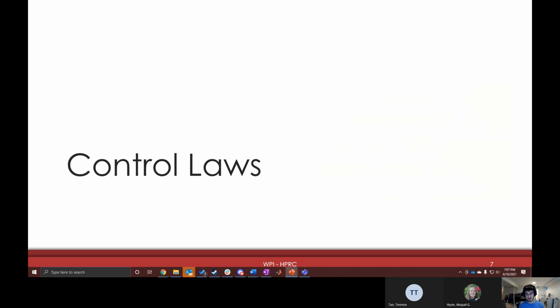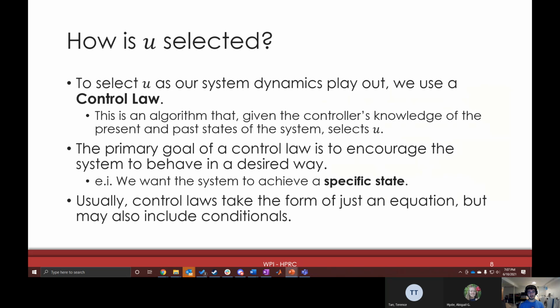So with that out of the way, we can go into some actual control laws now. First, as I mentioned before, the core problem of control theory is deciding what U is. And to select U as our system dynamics play out, we use a control law. That's essentially just the name for any algorithm that, given the controller's knowledge of the present and past states of the system, can select U.